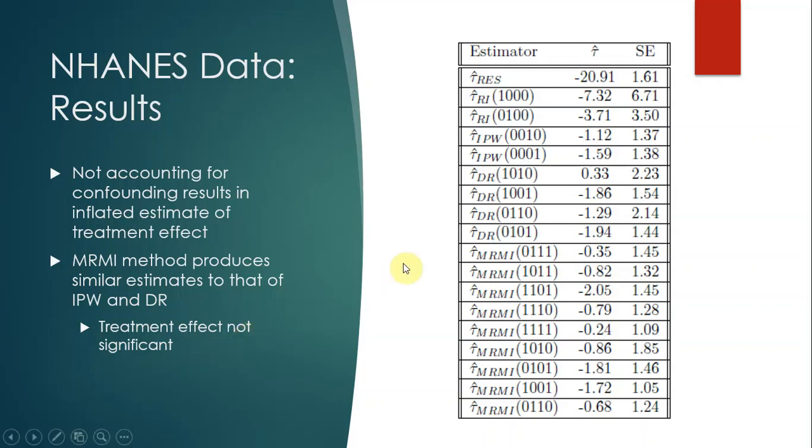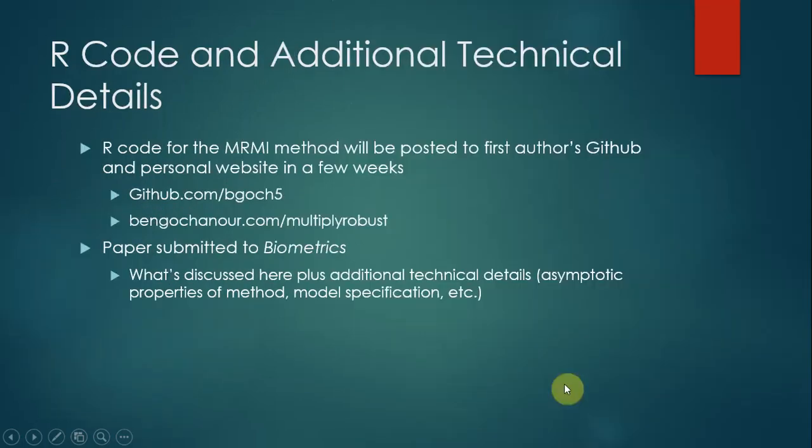So I'm not going to go into detail into these results, but we see that the unadjusted estimator here results in an inflated estimate of the treatment effect, while the multiply robust multiple imputation estimator produces similar results to those of the other adjusted estimators, and we see a non-significant treatment effect here.